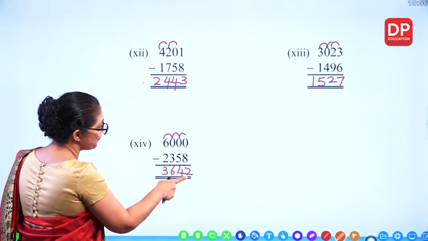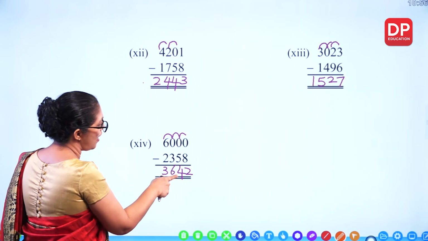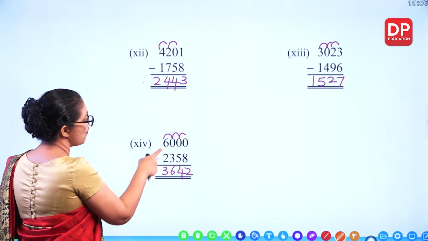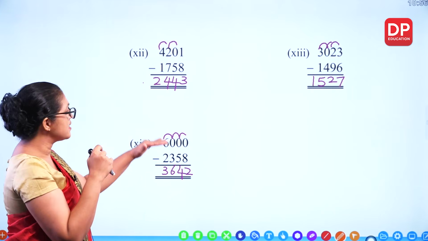Add it and see, 10. And when you take 1, 10 again. When you take 1, 10 again. 3 plus 2, 5 plus 1, 6. So you get this answer.